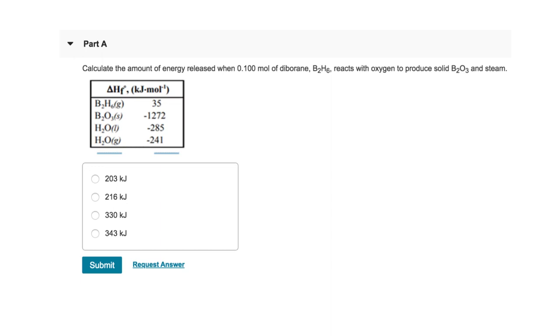So how much energy is released when a tenth of a mole of diborane reacts with oxygen? And we're given some thermodynamic information. So what I want to do is write out the reaction that's taking place. So I have B2H6 reacting with oxygen to produce B2O3, and then plus steam. Steam is water vapor.